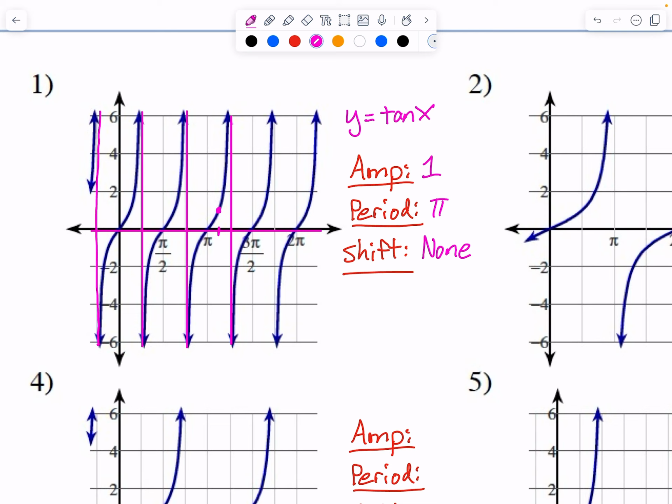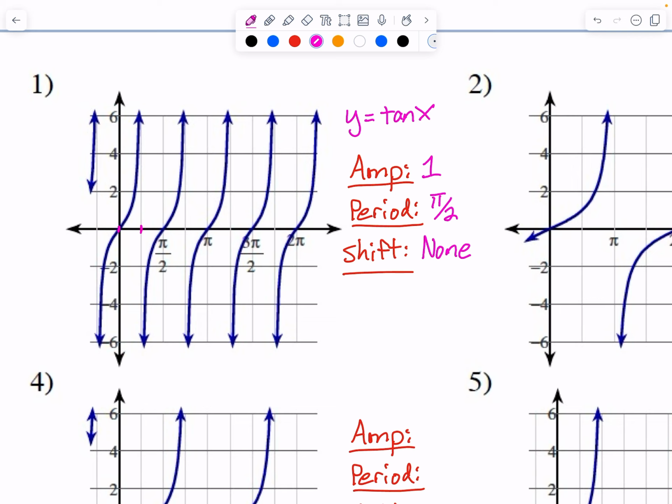Hold on one sec. Actually, we messed this up. Let's do the period again. The period is not pi. Each one of these is a pi over 4. So the period is actually pi over 2. I messed up the grid line here. Let me erase all my markings so we can see it better.